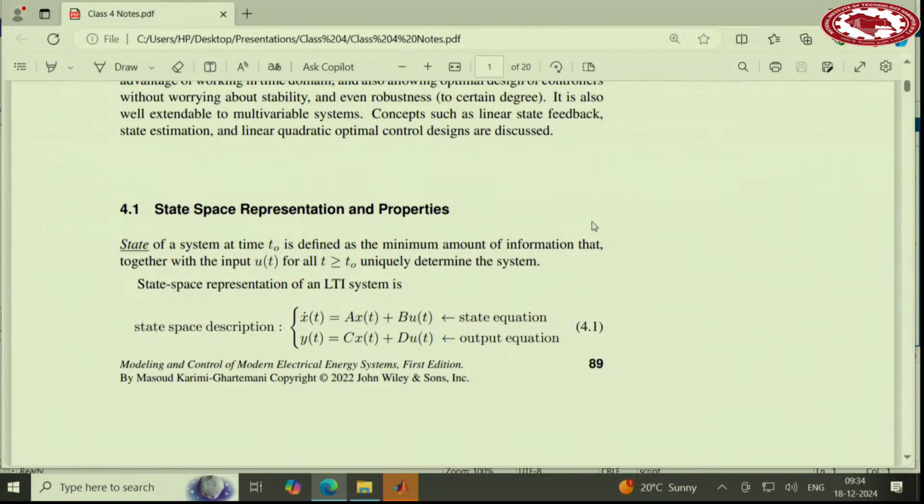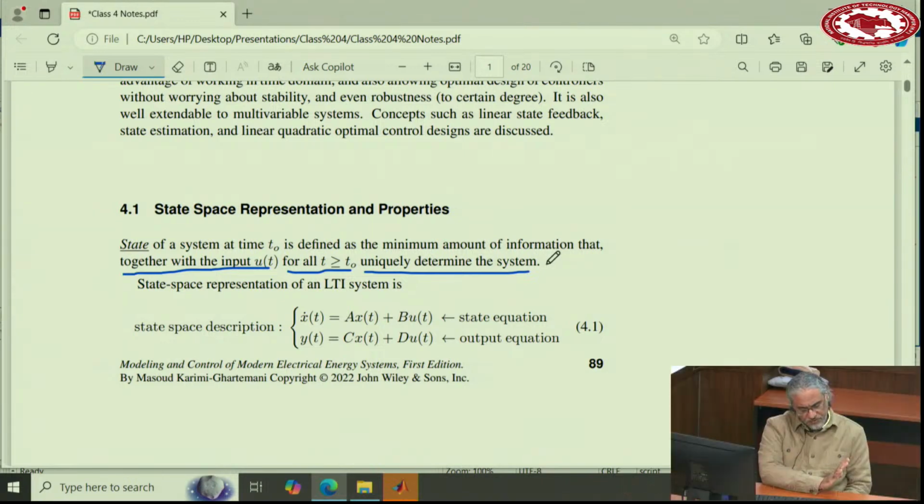A state of a system at time t0 is defined as the minimum amount of information that, together with the input for all t greater than t0, uniquely determines the system. In other words, how much information you need to have at this given time such that the history of the system is stored in this set of information. That is called the state. So from this time on, all you need is the input. Everything else is already stored in that variable. We call it a state.